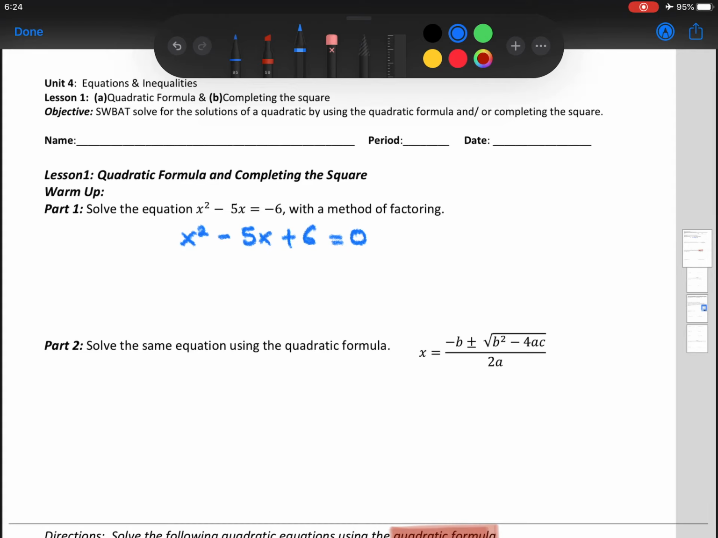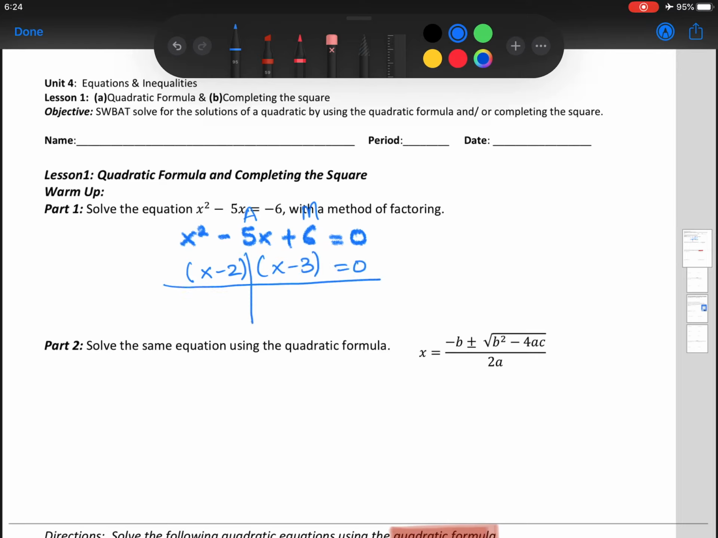Now, factoring rule number 1. Always look for your GCF. Is there a GCF here? No. Then identify the structure. There are 3 terms and your leading coefficient is 1. So what do you do? You do a factoring technique called the AM method. So give me 2 numbers that add to -5 and multiply to 6. So they are -2 and -3.